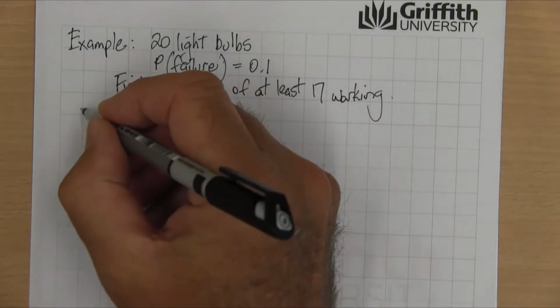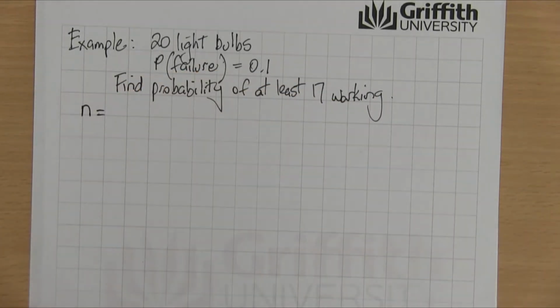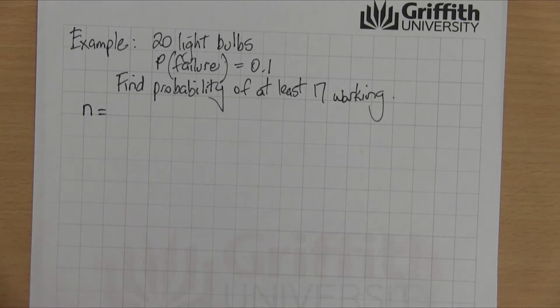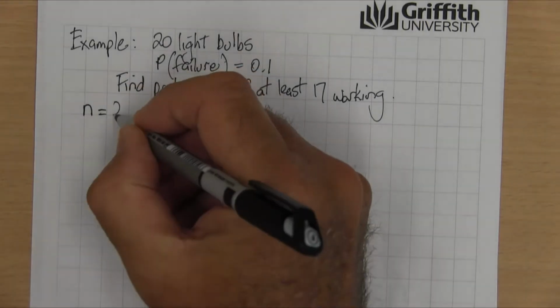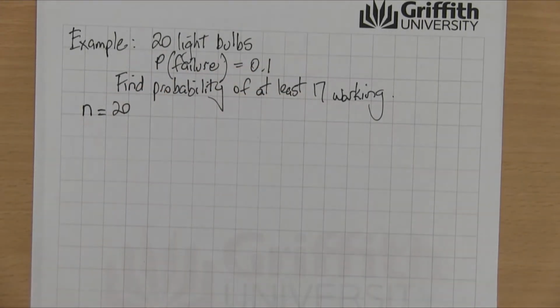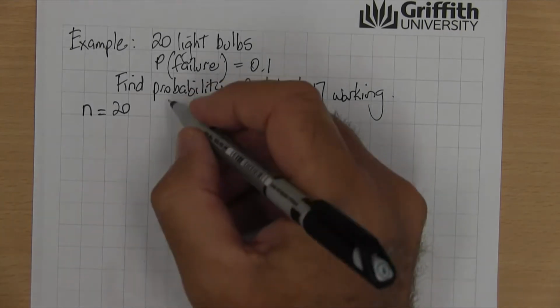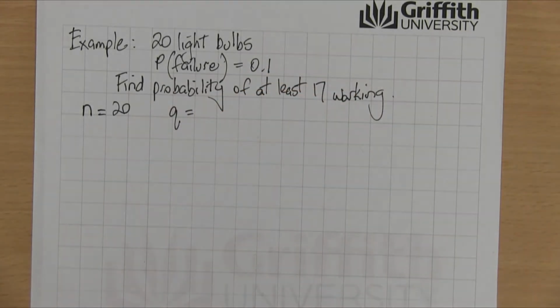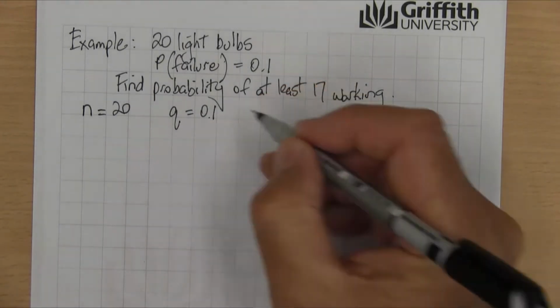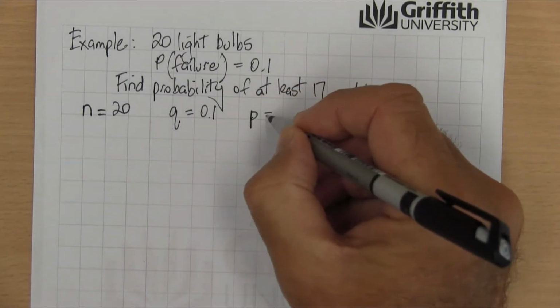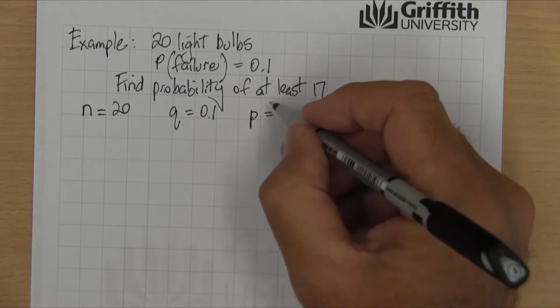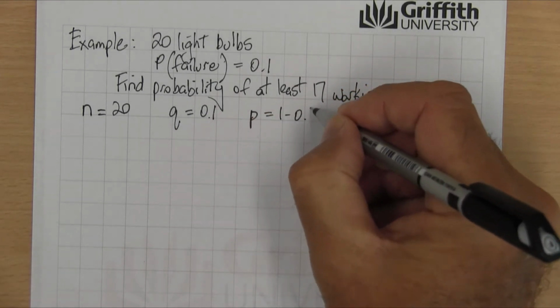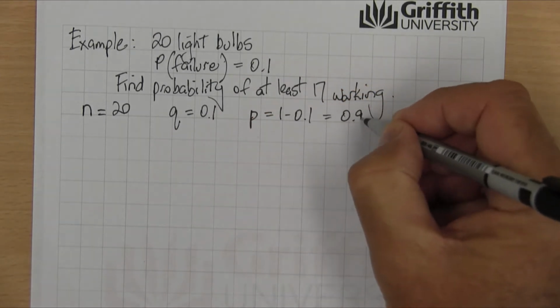First of all, we work out what n is. N is the number of trials. Now, each bulb is considered to be a trial, so there are 20 bulbs, so there'll be 20 trials. We know that the probability of a failure, which we denote by lowercase q, is equal to 0.1. So the probability of success, that it's going to be working, is 1 minus 0.1, which is equal to 0.9.